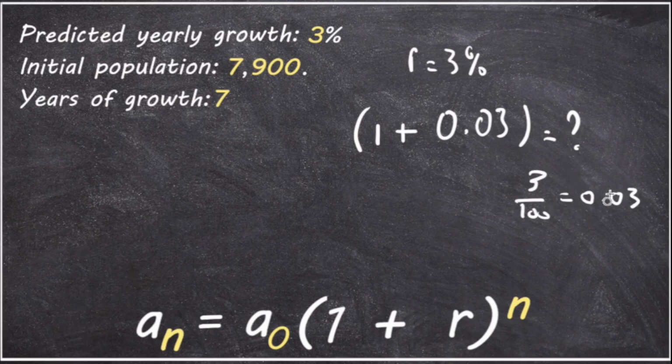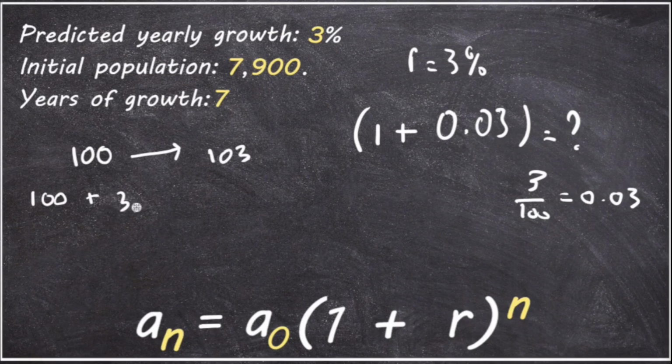So to get 3% of a number, we simply need to multiply it by 0.03. Now let's say we had a number such as 100 and we wanted to increase it by 3%. That's going to give 103, right? 100 with 3% on top.